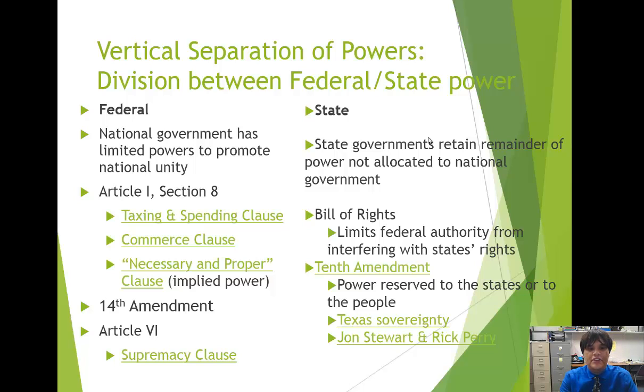The federal government is over here on the left-hand column. It's obviously the national government. The national government has limited powers to promote national unity. It is the goal of the federal government to promote unity among the states, because the states end up making the federal government. These powers are outlined in Article 1, Section 8. It is expressly written in the Constitution what exact powers the federal government has.